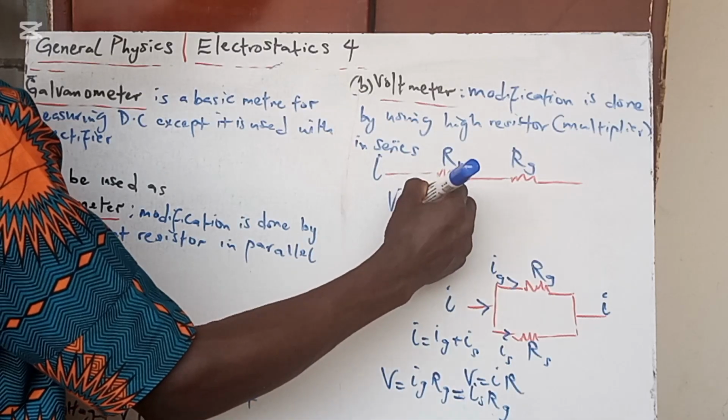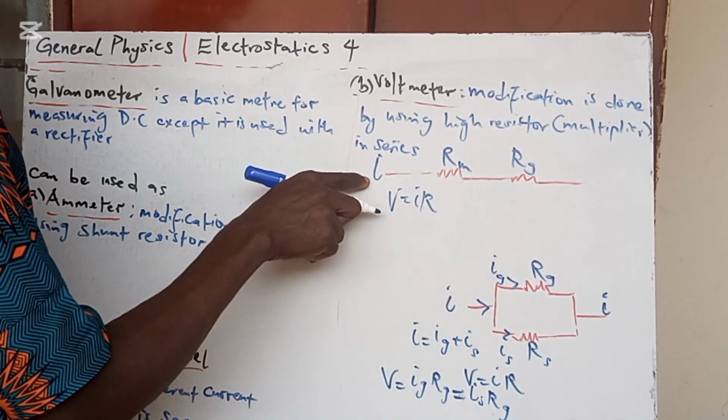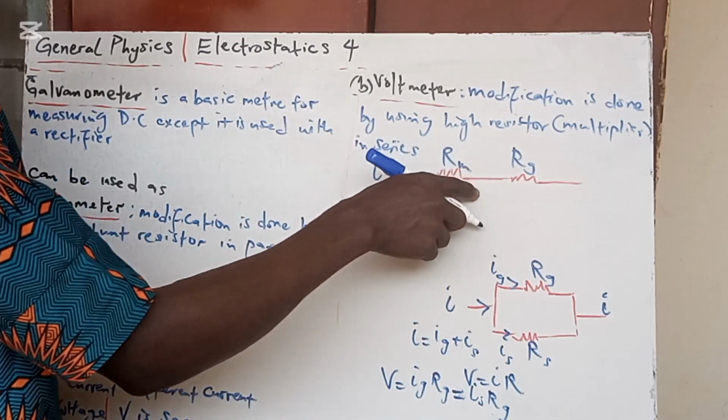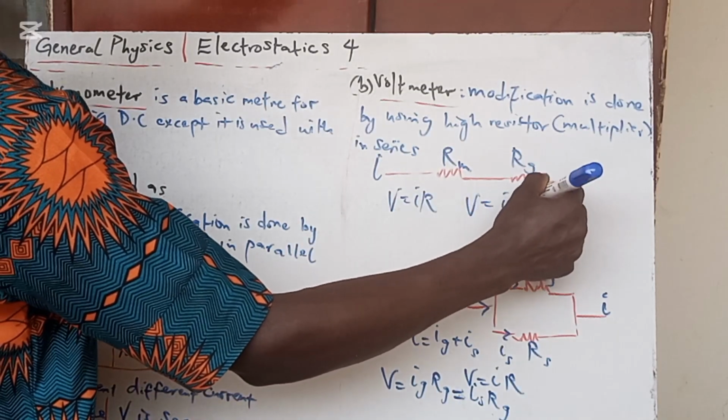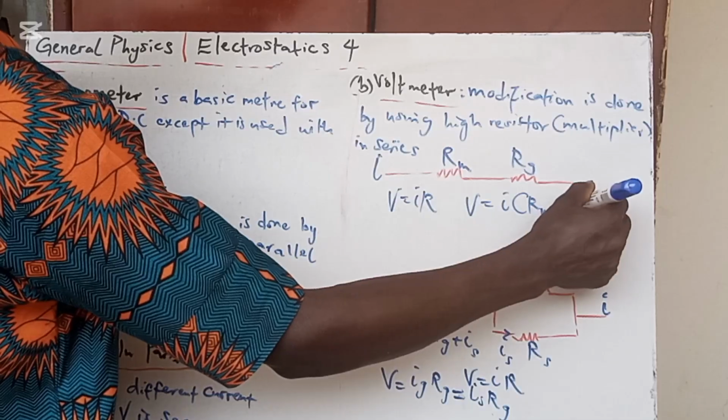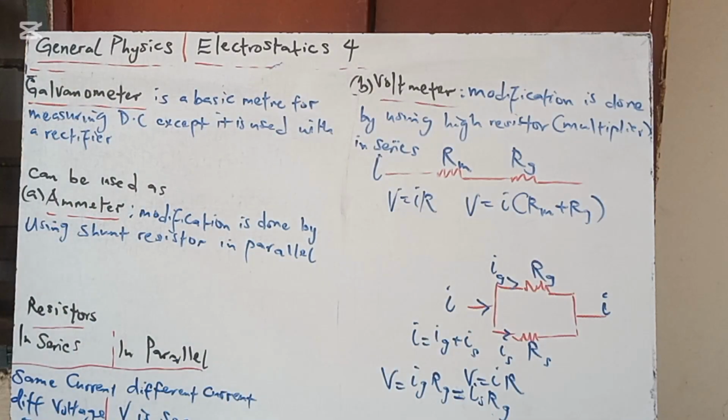So our V is going to be IR. Since I is the same, it doesn't have anything to do. But since we are calculating the equivalent resistance, we are going to have V equals I into brackets Rm plus Rg. So that's just for the explanation. Let's go into solving questions.